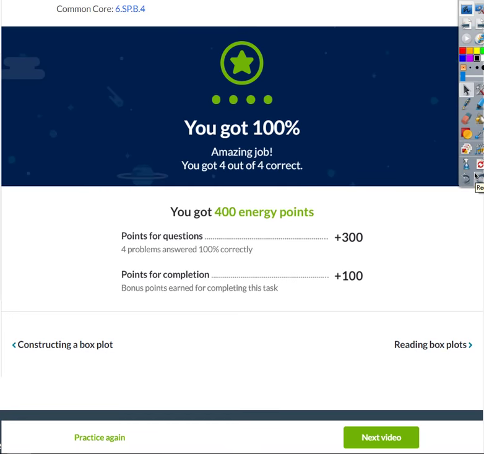So that's it. That's how you read a box plot. That's how you go backwards from a box plot and find the potential answers. So I hope that helps, and let's get it done.